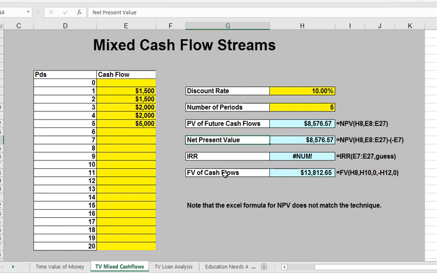The other thing we can talk about is, what is the company going to do with these cash flows when they receive them? And of course, we would hope that they would reinvest them. If they receive these cash flows and reinvest them, that is what's going to end up being the future value of the cash flows. So this ultimately just takes each one of these cash flows and moves it forward in time. In this case, the future value of the cash flows would be worth $13,812.65.